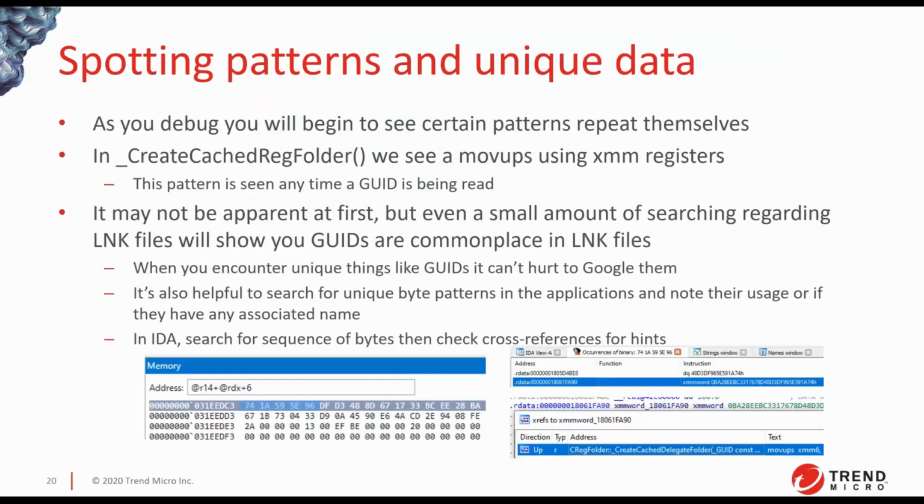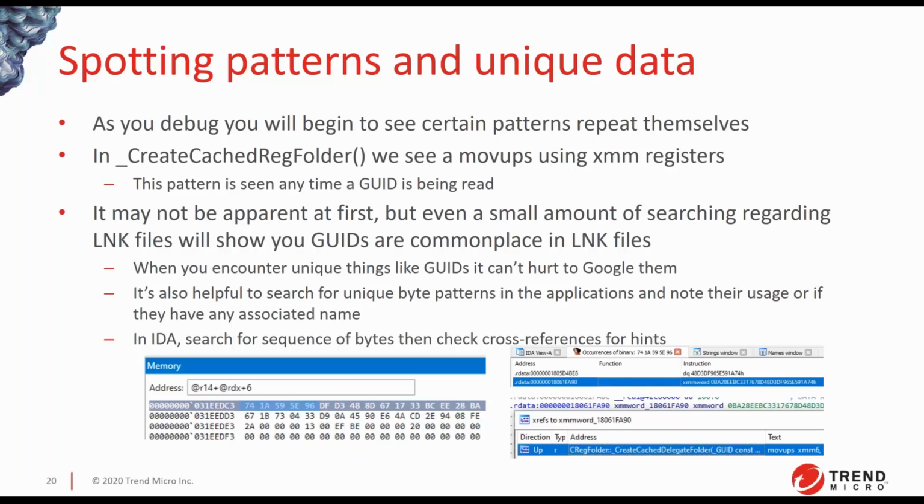So this brings me to talking about how important it is to really start spotting patterns and picking out unique data. As you're debugging, you'll begin to see certain patterns repeat themselves. In create cached reg folder, we see movups that uses XMM registers, which you're not necessarily going to see a lot in something like this. But this pattern you do see anytime a GUID is being read. And a GUID is basically just a 16-byte string that is a globally unique identifier. It's used all over the place in Windows. Now, it may not be apparent at first, but even a small amount of searching regarding link files will show you that GUIDs are very commonplace in link files.